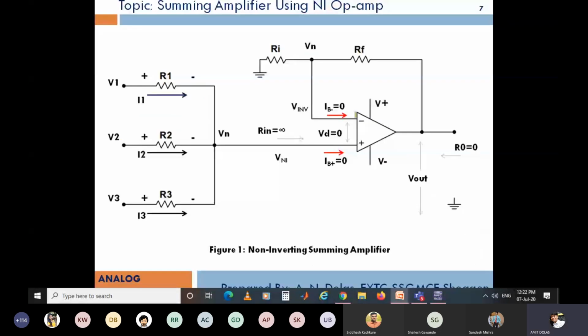Now next is the summing amplifier. Summing amplifier means we can add a number of sources using this circuit. Again, the mode of operation is non-inverting mode because this is the non-inverting terminal and all the sources V1, V2 and V3 are connected to the non-inverting terminal. That's why it is a non-inverting summing amplifier.